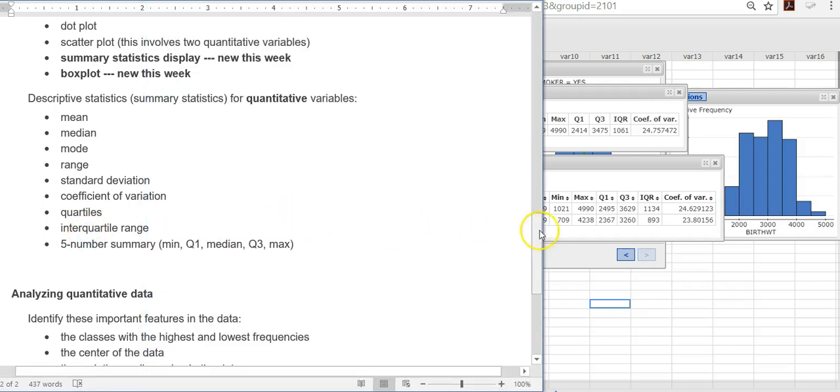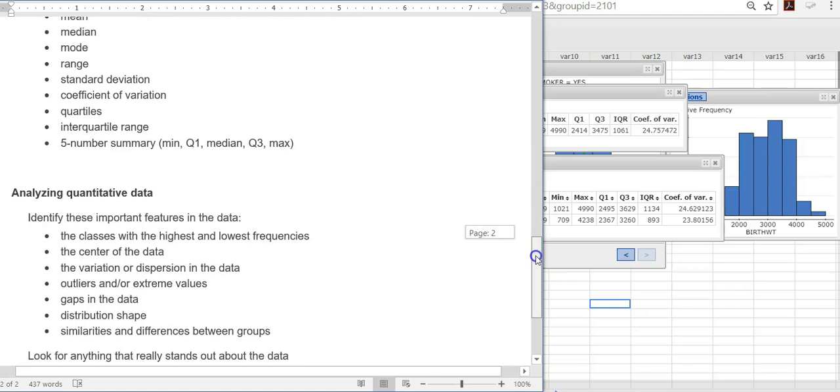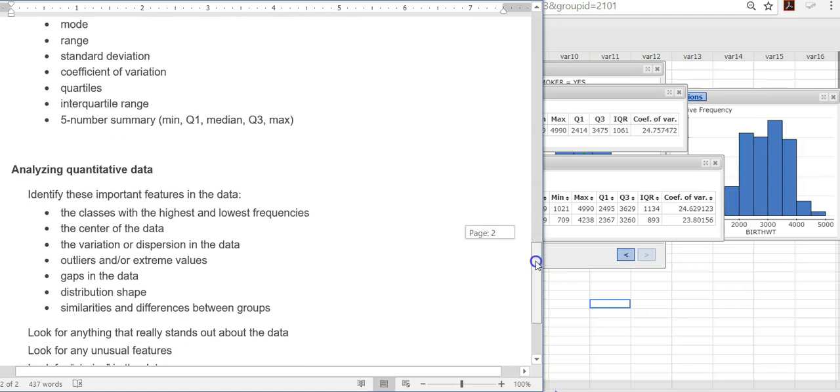Okay, so now that we have all of this information, what we want to do is look at analyzing it. And we've talked about a lot of these important features already, but these are the types of things that you want to look for when you're trying to analyze data. So we look for things like the classes with the highest and lowest frequencies. We talked about that when we looked at our histograms and the frequency tables. You want to look at the center of the data. Again, that's the mean and the median.